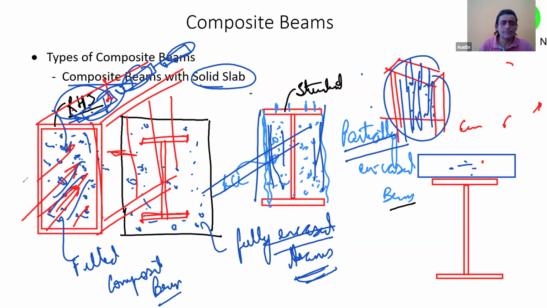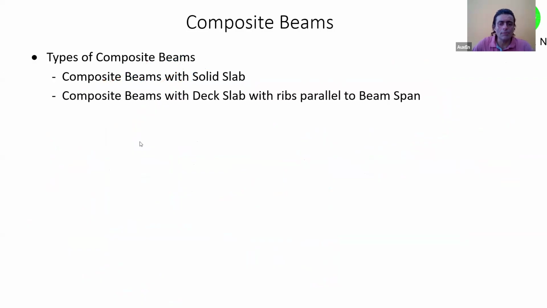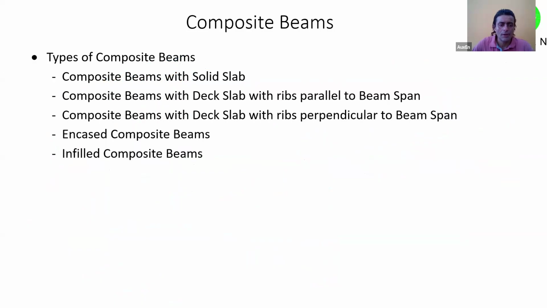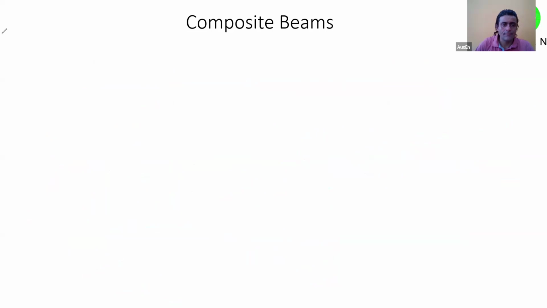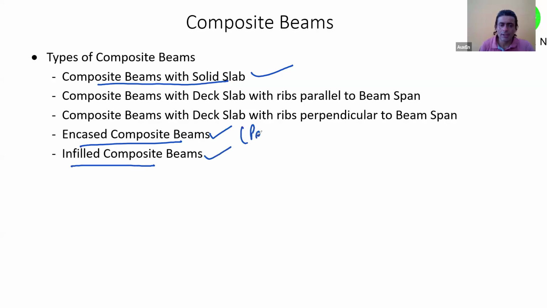Anyway, so these are the different types of composite beams. Now, normally you will see, so I, sorry, yeah. So I think you understand this composite beam with solid slab, you understand encased composite beams, and I guess you have understood infilled composite beams. Encased can be partially encased or fully encased.